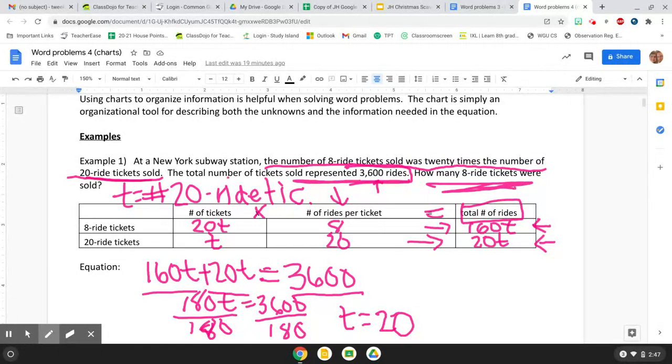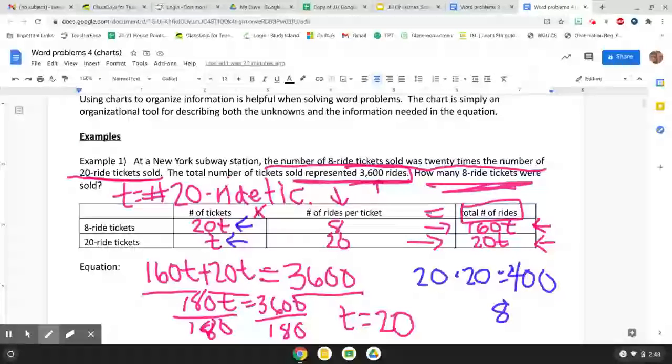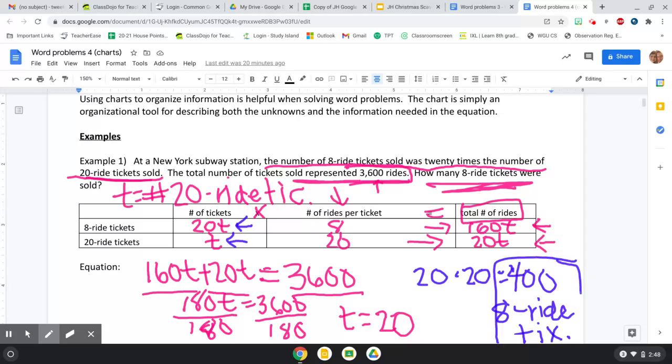So if I come back up here and look at this right here, I know that T is 20, but the number of 8 ride tickets is 20 times whatever T is. So I would be taking 20 times 20, because that's what T is, and get 400. Make sure that you are super clear about 400 what. Make sure you're labeling 8 ride tickets. And then box in or circle your final solution.